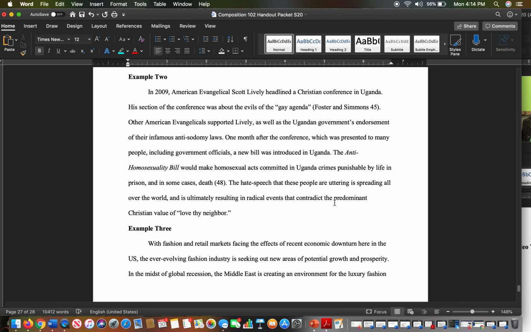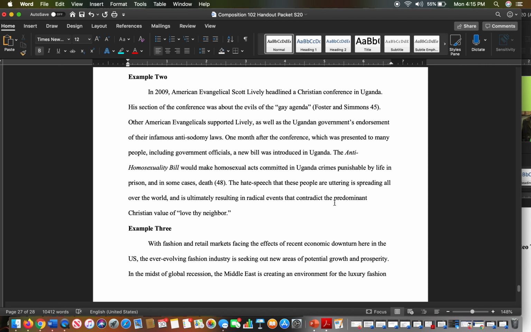Now this one goes against the logos rule for introductions, right? So in 2009, American evangelical Scott Lively headlined a Christian conference in Uganda. Okay, that's a fact, right? And you could argue it might even need citation. Actually, yes, it should have a citation now that I think about it for a moment. And it's a fact that is specific and precise. So you should not start your introduction with that. Instead, you need a broad statement to lead into that.